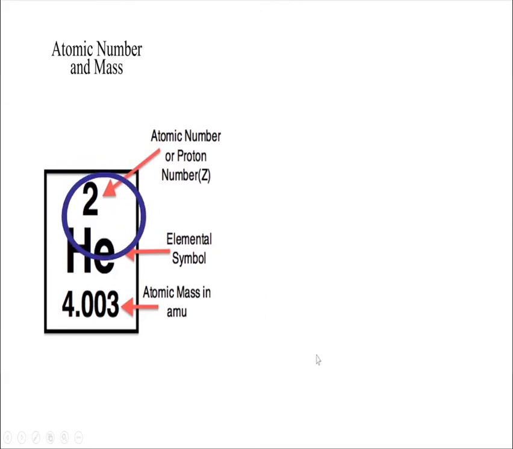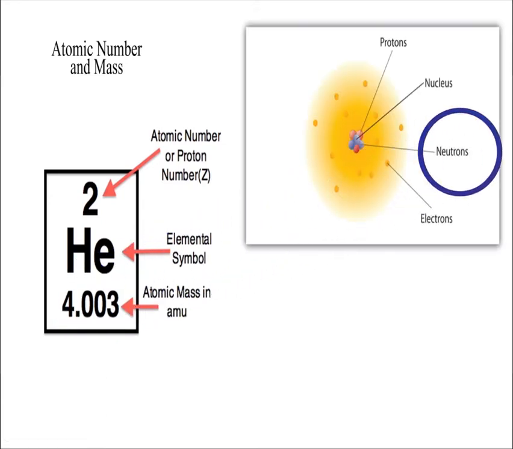Now we have the atomic mass in AMU. So the atomic mass is comprised of protons and neutrons. So add them together and you'll get your atomic mass in AMU, because electrons do not carry a weight. So now that we've dictated what protons and electrons dictate, what are neutrons?